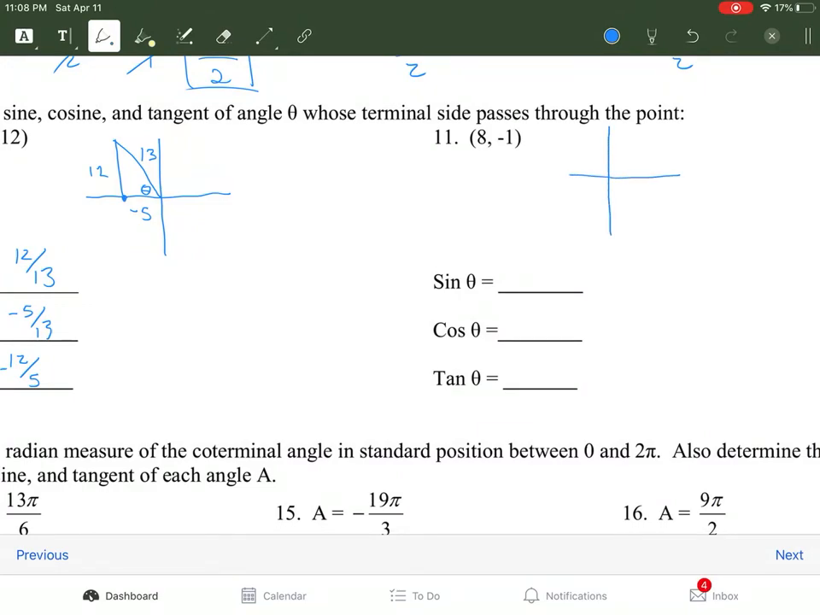For number 11, the same idea. We go 8 to the right, and then we go down 1. Make our triangle. So this is negative 1, this is positive 8. We're going to use the Pythagorean theorem to find the hypotenuse. So 8 squared is 64, negative 1 squared is 1. So we're going to have the square root of 65.